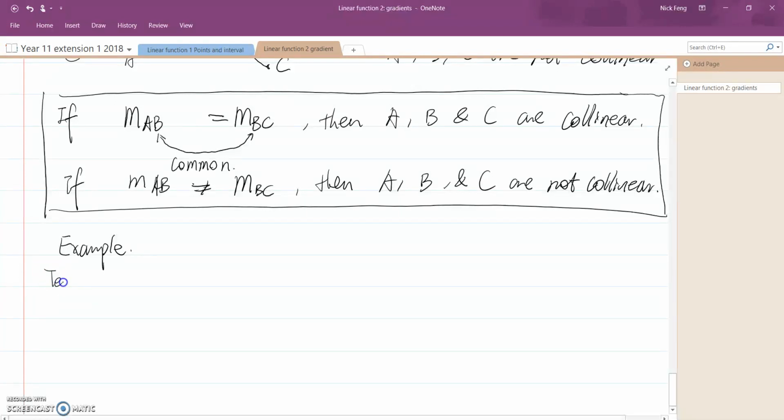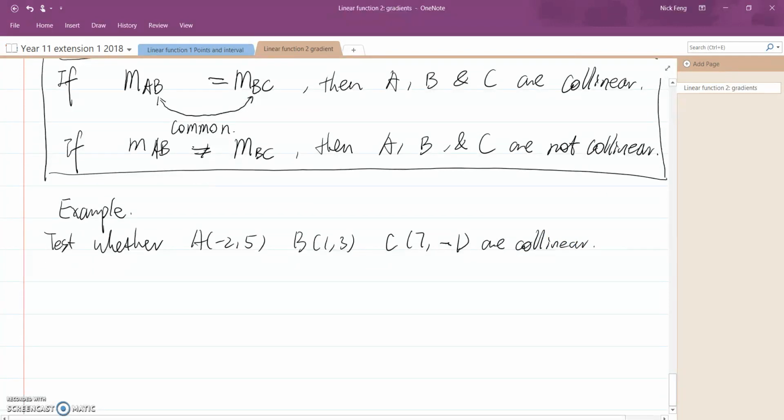Let's test whether A, B, C are collinear. It doesn't matter which one you make the middle point as long as you have one common point, and if the gradients are the same, that means they're collinear.